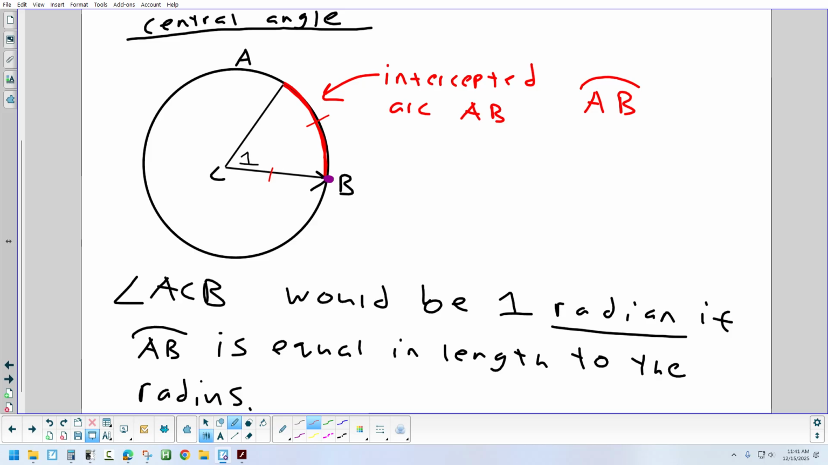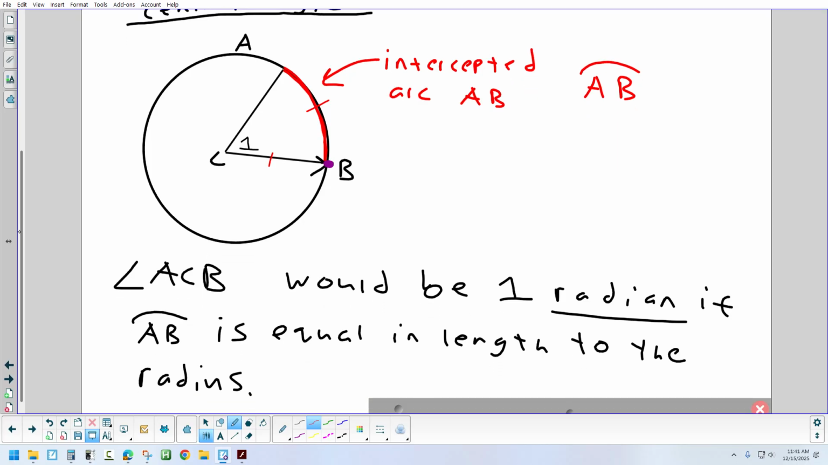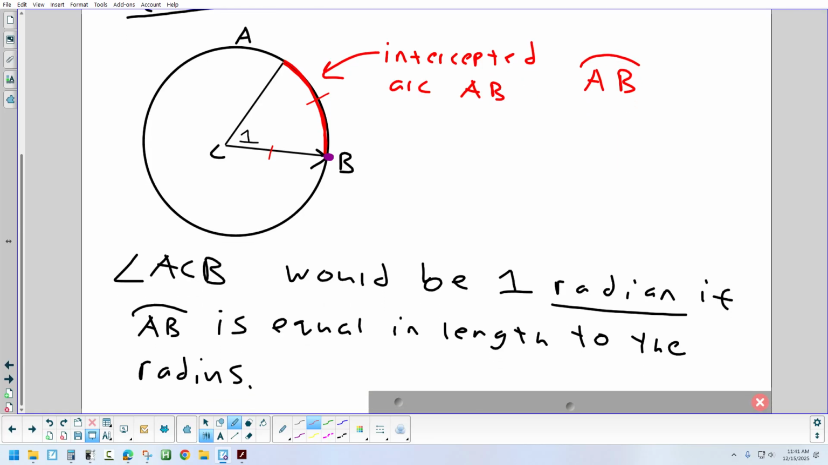So if you took a piece of string and laid it along the arc AB, and then straightened it out, if the length of the arc and the length of the radius came out to exactly the same number, I don't know what that number would be, it depends on the size of the circle, but if they came out the same, then you have an angle that is exactly 1 radian.